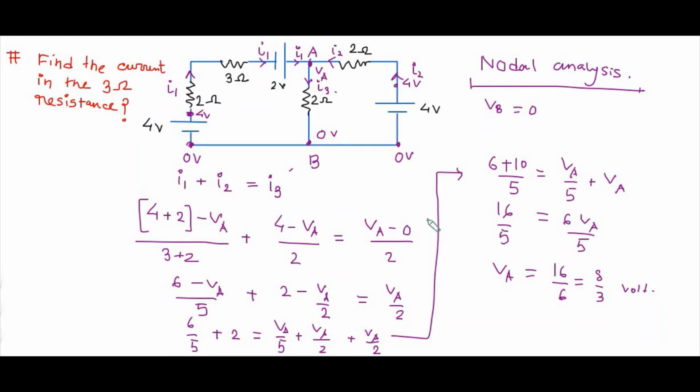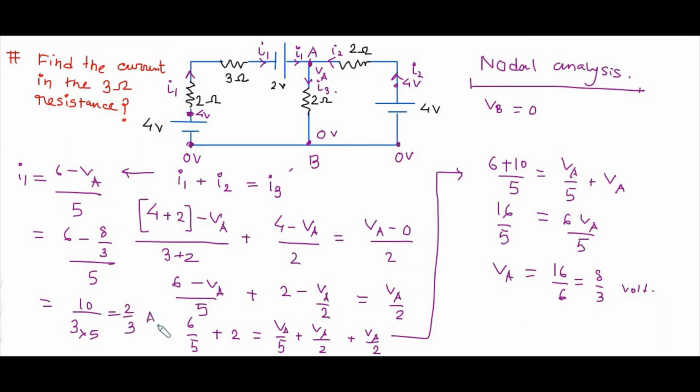So from there I1 we can easily find out. I1 we already have the equation: I1 equals (6 minus VA) upon 5, that means (6 minus 8 by 3) upon 5. So it is 18 minus 8, so 10 by 3 into 5. So it's 2 by 3 ampere. That is the amount of current passing through this 2 ohm and 3 ohm resistor.